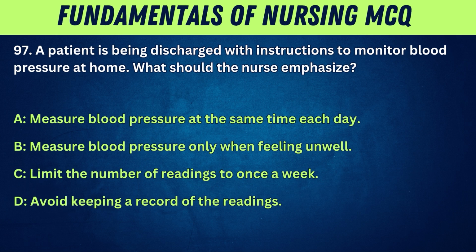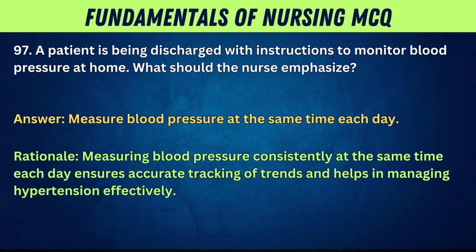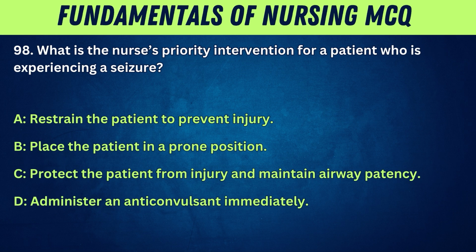97. A patient is being discharged with instructions to monitor blood pressure at home. What should the nurse emphasize? A. Measure blood pressure at the same time each day. B. Measure blood pressure only when feeling unwell. C. Limit the number of readings to once a week. D. Avoid keeping a record of the readings. Answer: measure blood pressure at the same time each day. Rationale: measuring blood pressure consistently at the same time each day ensures accurate tracking of trends and helps in managing hypertension effectively.